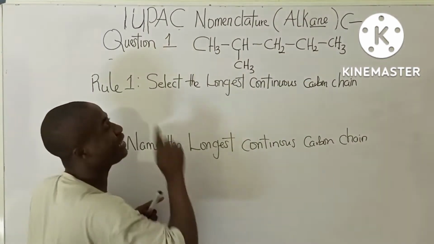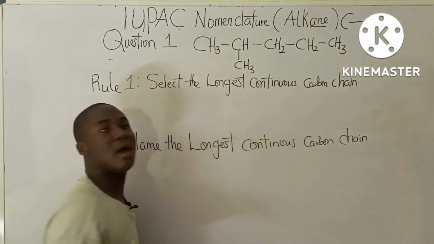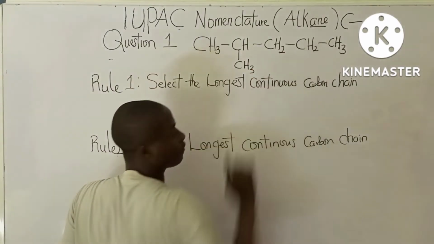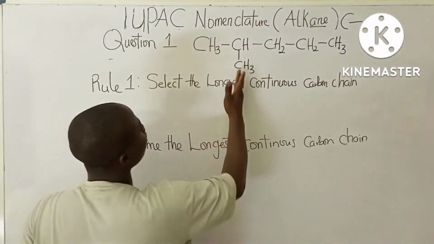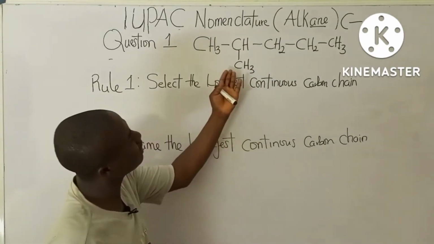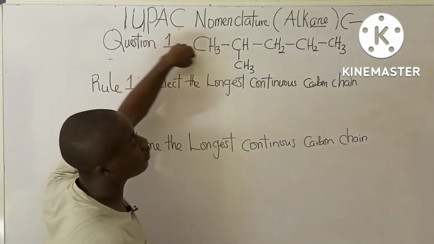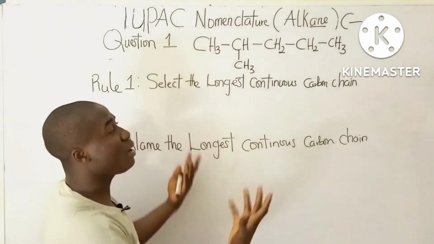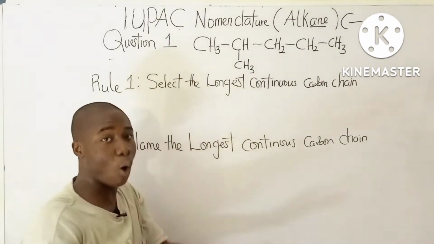Now, let's check the longest continuous carbon chain. Counting from here to here, let's check how many carbons we get. So 1, 2, 3, 4, 5. So I'm having 5 carbons when I count horizontally. Let's count in this fashion. 1, 2, 3, 4, 5. Now I'm still getting another 5 carbons. So either direction I count, we'll still get a 5 carbon compound.